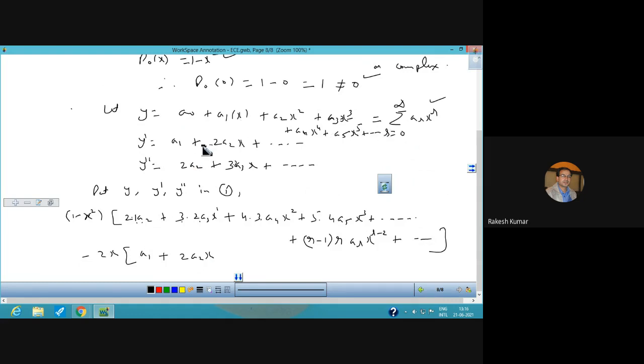Now you can find out the derivative. 2a2x, next should be 3a3 plus 4a4x cube plus 5a5x raised to power 4 plus so on. And now the derivatives, second order.